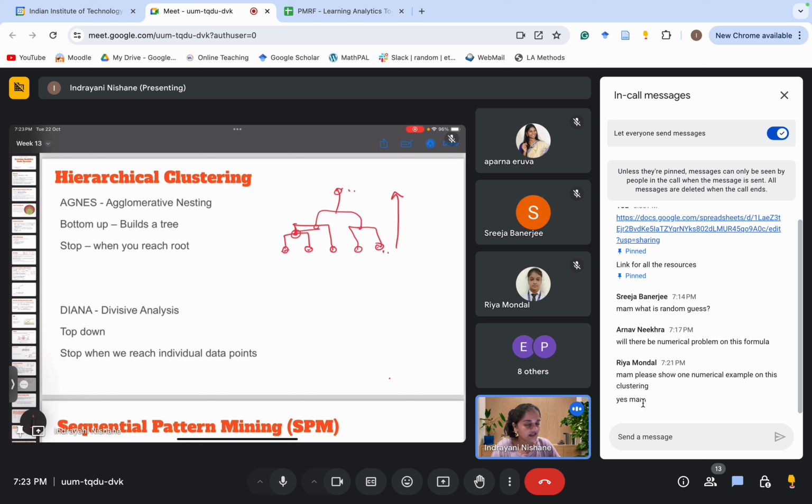So going from individual data points to one big cluster is AGNES, or agglomerative clustering, and DIANA, or divisive clustering, is exactly the opposite. Initially we consider all the data points to be part of one big cluster, and then we slowly split them based on which data points are closer to each other, and so on. We stop when each individual data point is its own cluster, exactly opposite of how agglomerative clustering works.